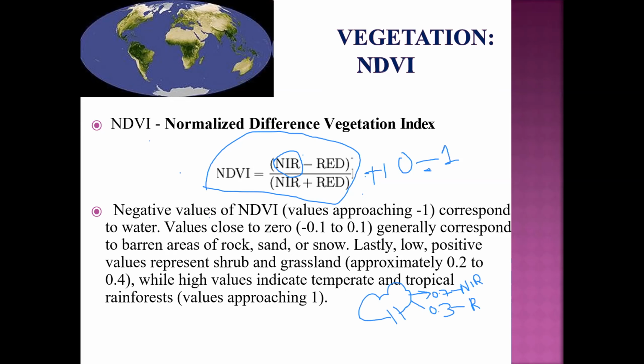So what will be the NDVI value of this plant? Here you see 0.7 minus 0.3, what will be? 0.4. Divided by NIR plus red, which is 1. So the value is 0.4. Okay, so it is coming in between 0 to plus 1.